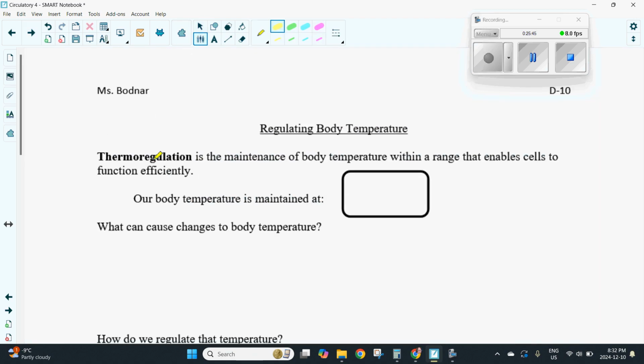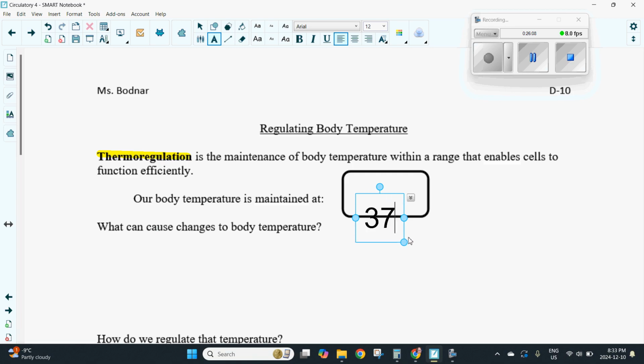Thermoregulation. Thermoregulation is talking about, well, therm being heat, regulating heat. So this is the maintenance of body temperature within a range that enables cells to function efficiently. Our optimal body temperature is maintained at roughly 37 degrees Celsius. And again, this is dependent on the person. Everybody's body temperature will be different.